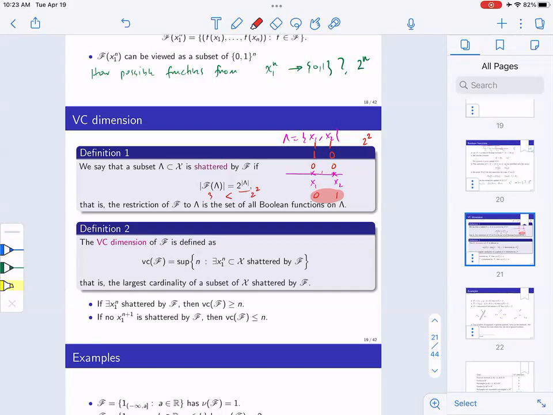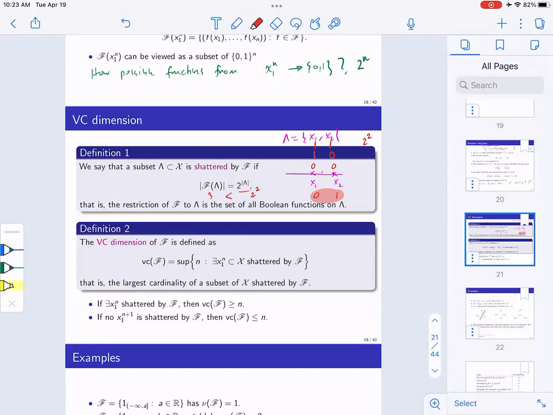So there exists a set of zero, like the empty set is shattered. The set of all one points can be shattered. And we can't find any set of two points that can be shattered. So what is the VC dimension there? One, the VC dimension is one. It's like the last one for which you can find a set of points that can be shattered.